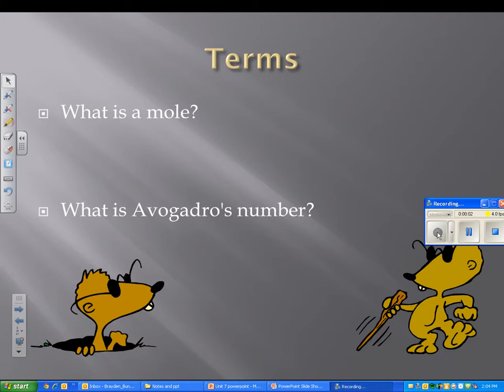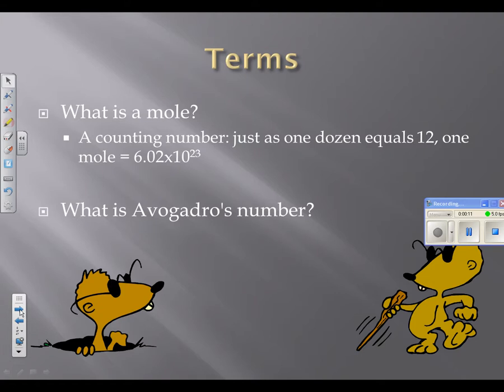All right, now we're going to get into the heart of this unit. What is a mole? And Avogadro's number. You need to be familiar with both these vocabulary terms and their numbers. A mole is simply a counting number, just like we say a dozen when we mean 12. When we say a mole, we mean 6.02 times 10 to the 23 particles. And that definition helps us out with the next one.